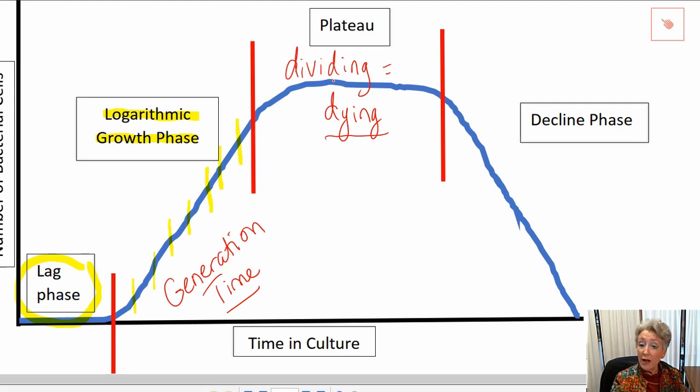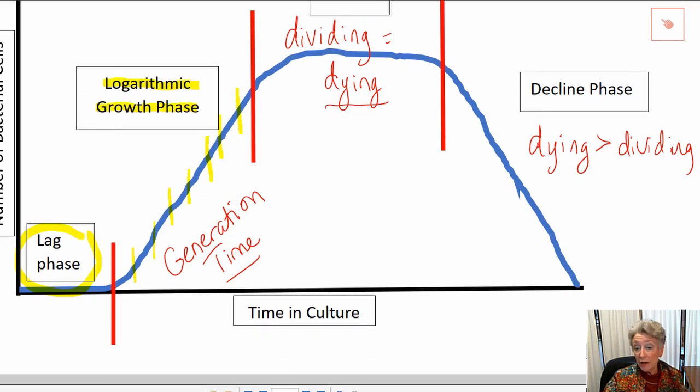And eventually, as the nutrients now are disappearing faster and faster, toxic products building up more and more, I reach a period of time when the number dying are greater than the number who are dividing. And so if I follow that to its normal completion, at the end I would have no one alive in that culture.